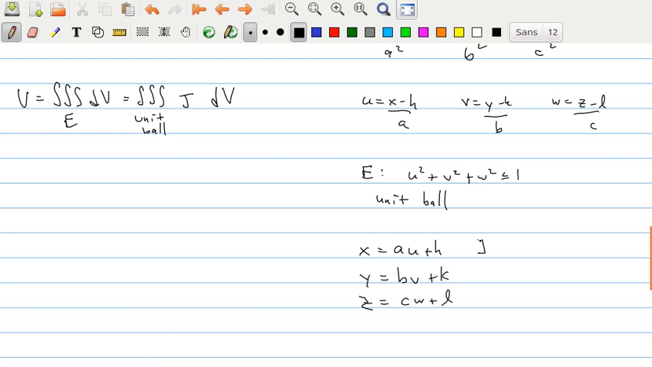So our Jacobian now will be the determinant. The first row are the x partials. The partial of x with respect to u is a. The other partials of x are both 0, because x does not depend on either v or w. So next up are the y partials. The partial of y with respect to u is 0. Partial of y with respect to v is b. Partial of y with respect to w is 0. And then the z partials go the same way. The partial of z with respect to u is 0. Partial of z with respect to v is 0. Partial of z with respect to w is c.